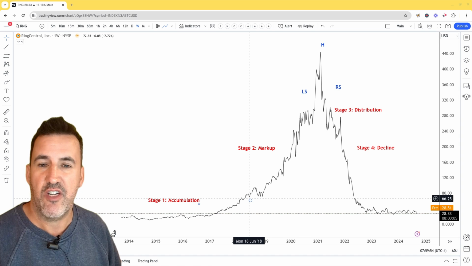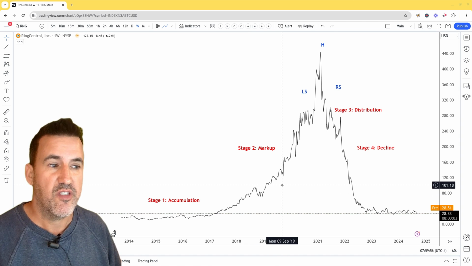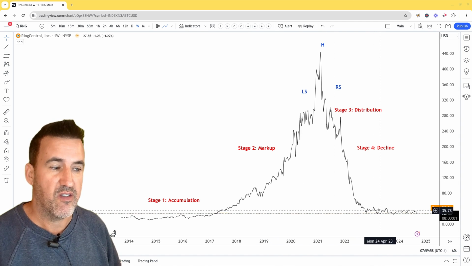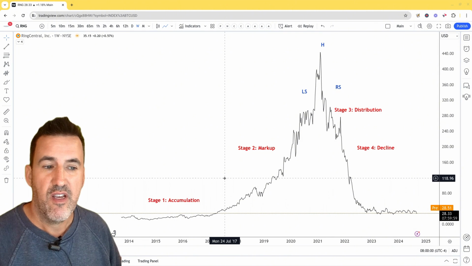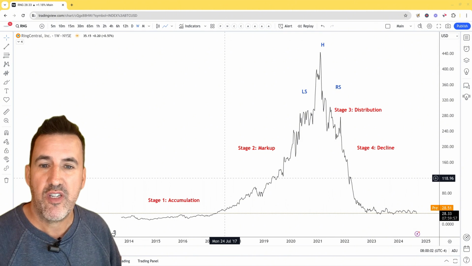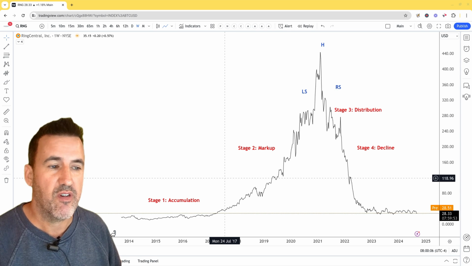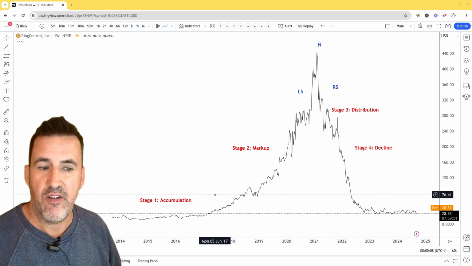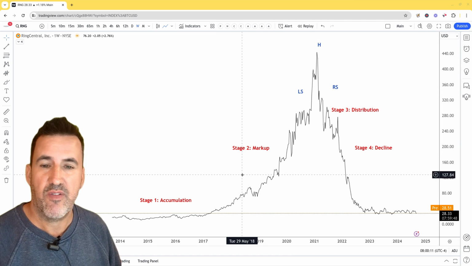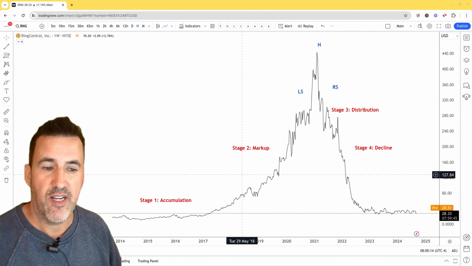You'll see it on the General Electric 50-year chart. You'll see it on this RingCentral. What is this, like a 13-year chart, 12-year chart? You'll see it on a 1-minute chart of Apple. You'll see it on a 1-minute Bitcoin chart, any cryptocurrency. It's just amazing how this chart pattern repeats itself time and time again over every asset class.